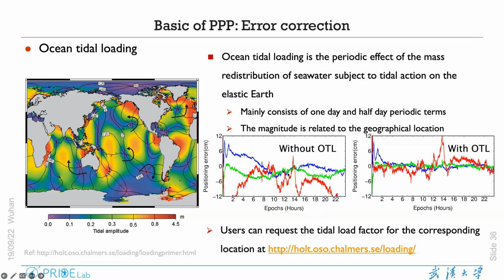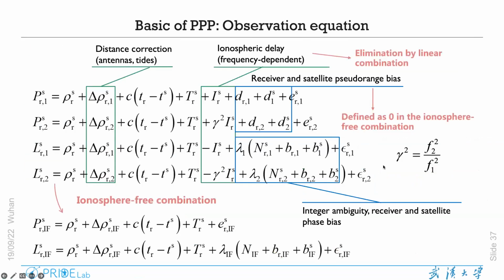So here the left figure shows the positioning errors without the ocean loading corrections, and we can see some large fluctuation of the positioning time series. But after we make this correction, we can see the position precision can be improved a lot. So this is in kinematic positioning, kinematic PPP processing.